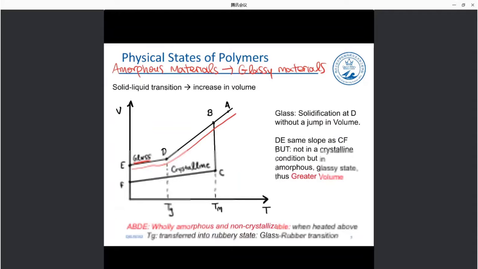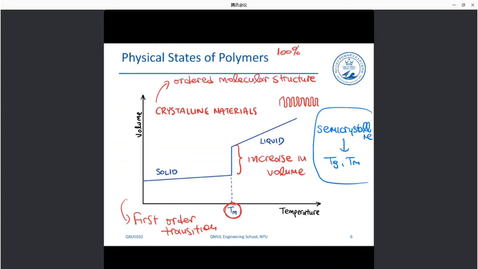Well, in the first order transition, you see that we have a very high jump, okay? So because of this jump here, this is a first order transition. Sorry, first order. Jump.